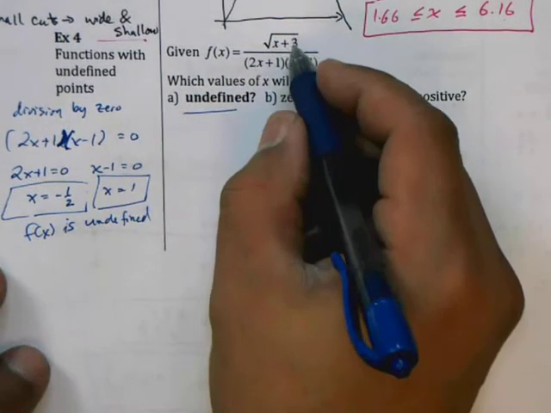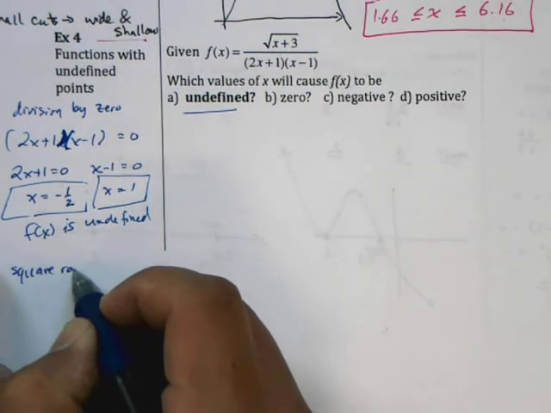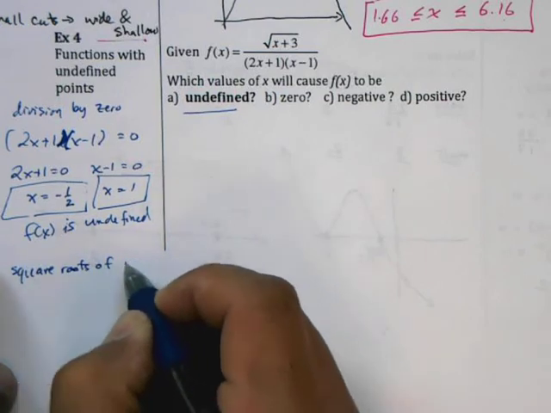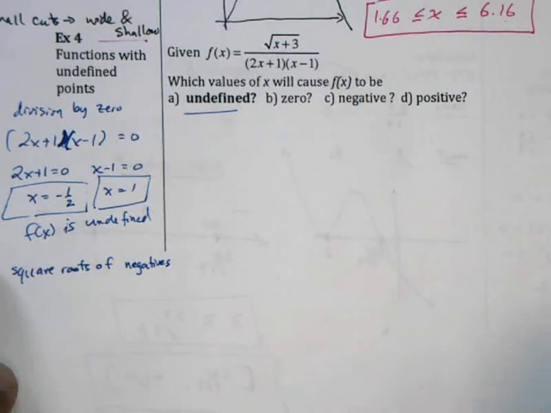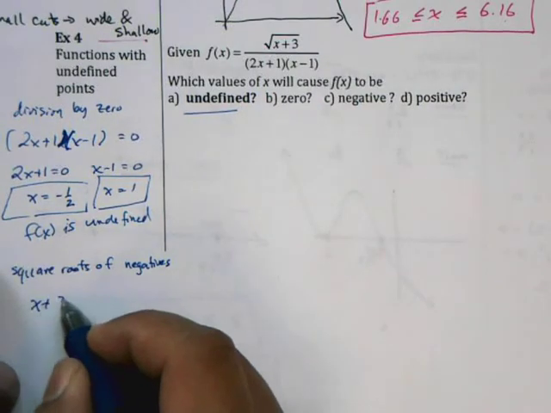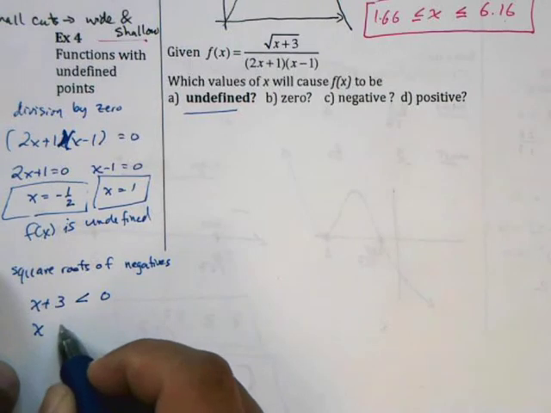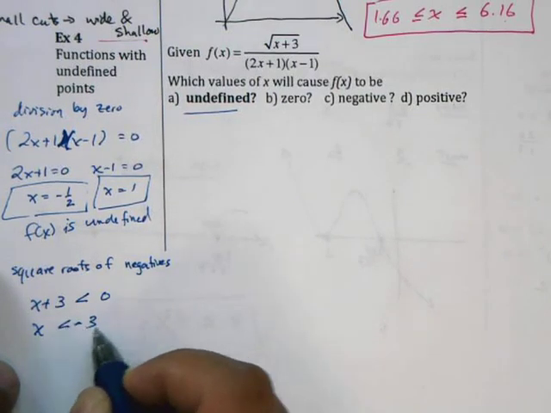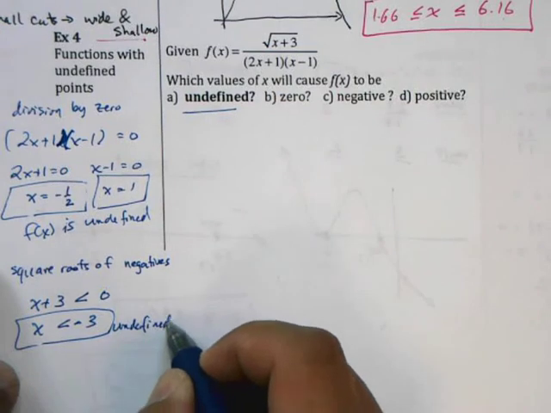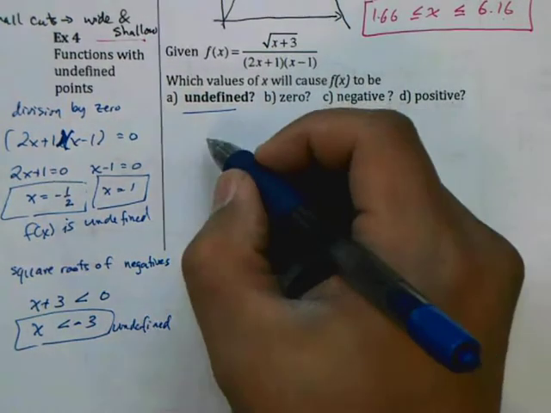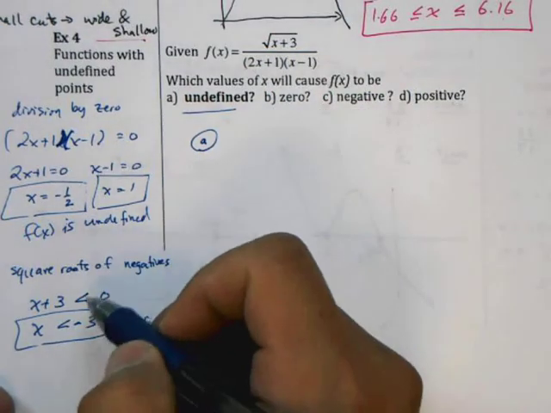But also square roots of negatives. If x plus 3 is less than 0, then x less than negative 3 would lead to undefined values as well. So for part A, we can actually answer, and this is the answer right here.